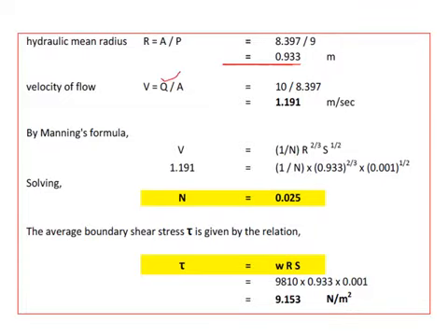Since the discharge is known and the area is calculated, you are able to calculate what the velocity is. So using velocity, V is equal to 1 by n R to the power of 2 by 3 S to the power of half. So velocity is calculated already, so n has to be determined, so therefore n is 0.025 because we know R and slope. So to calculate the average shear stress, which is given by specific weight into R into S. So specific weight is 9810. Hydraulic mean radius is calculated as 0.933 into bed slope is 0.001. So that gives the shear stress as 9.15 Newton per meter square.